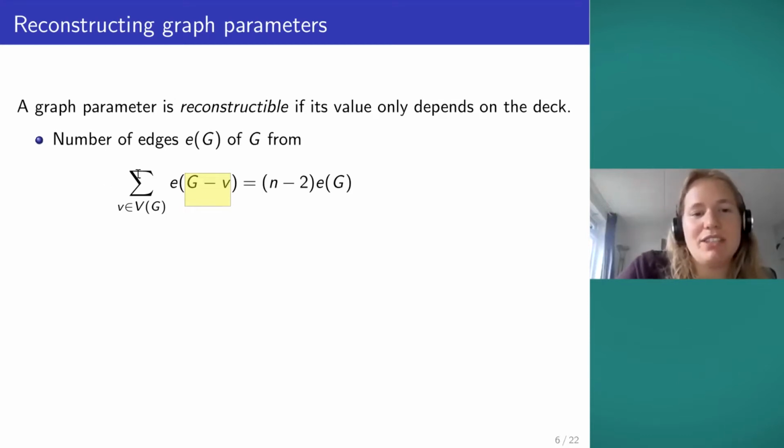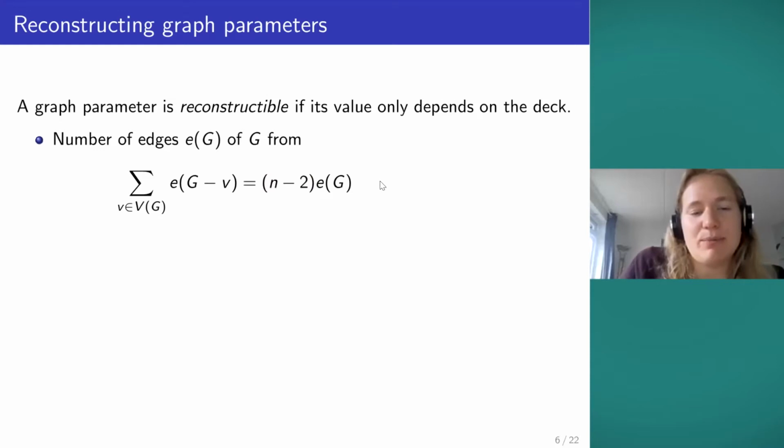So if we do the counting, we see that this quantity on the left-hand side, which we can get from the deck, will be equal to a quantity that we may be interested in times something we know, because we know the number of vertices. So we can compute the thing on the left-hand side, and from that we can get the number of edges.